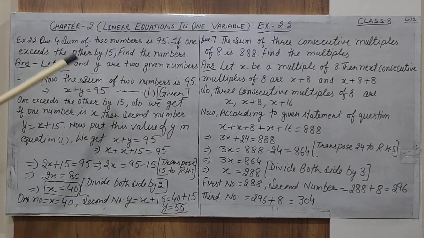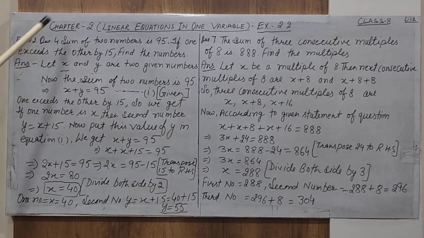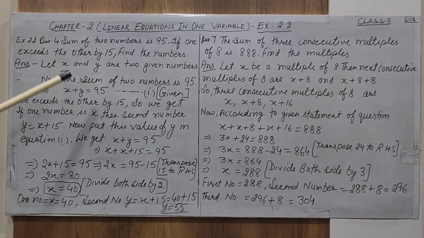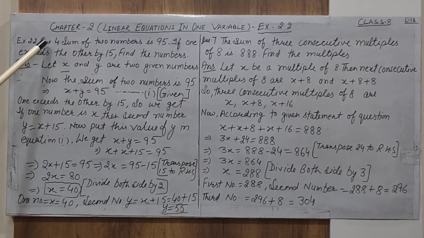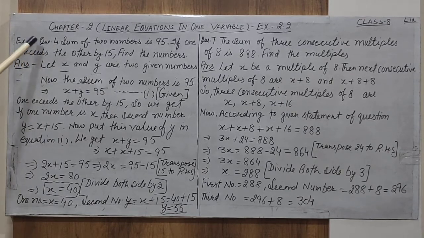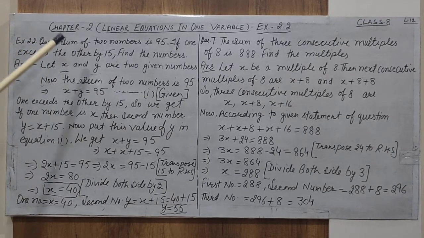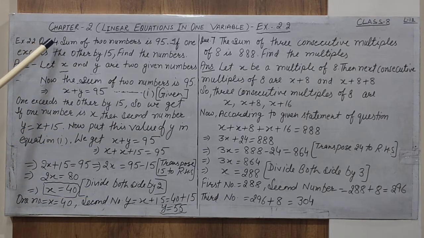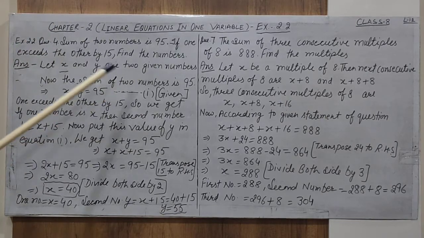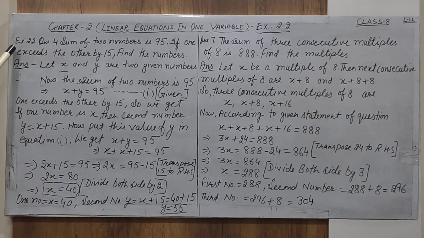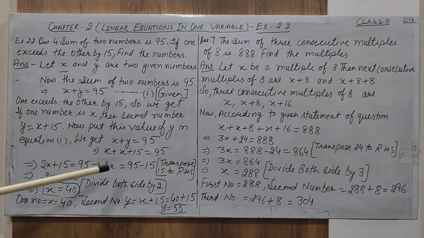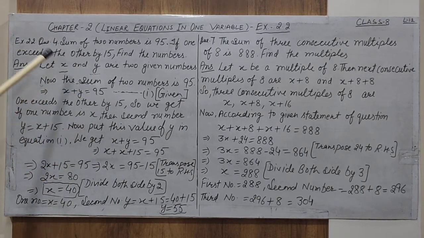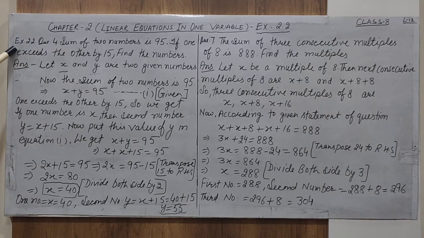Now related to this, I have selected two questions. The first question is exercise 2.2, question number 4, on the same topic, that is the applications of linear equations of the first type. Let us read the question and understand. In these questions, you have to understand the conditions and the situations given. According to that, you have to frame the equation by yourself. The equation is not given in the application question.